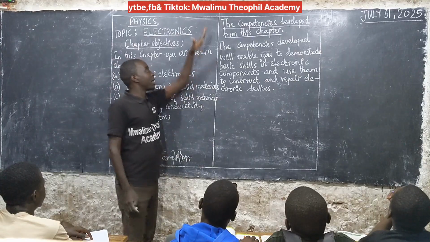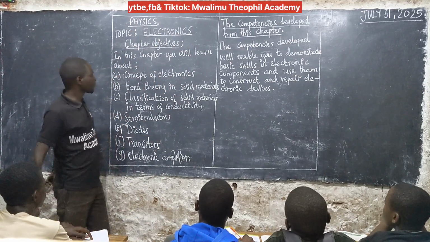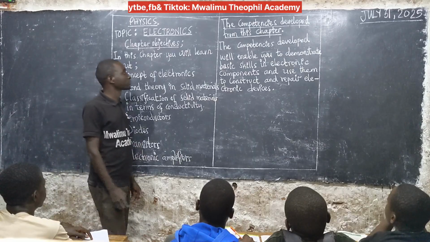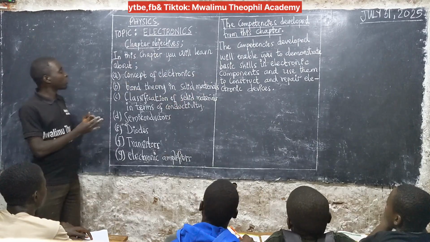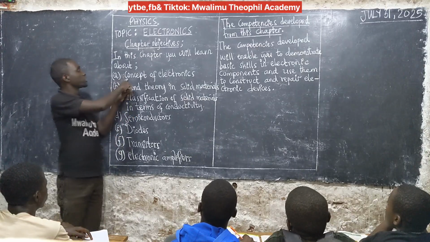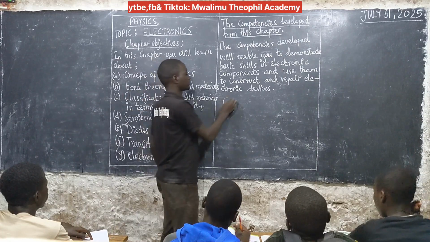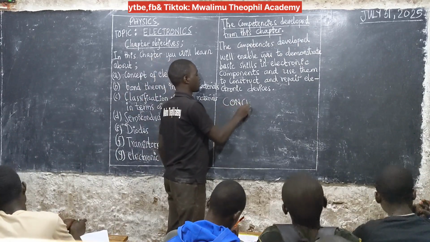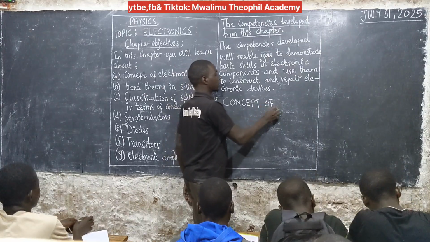So, after the chapter objectives, which you've seen here, how many are they? 7 or 6? 7, yes. And the competencies to be developed. We are going to go through one objective after another, and we are going to start with the concept of electronics.